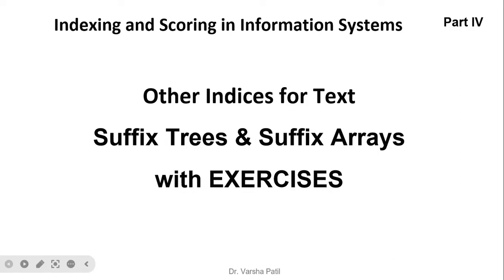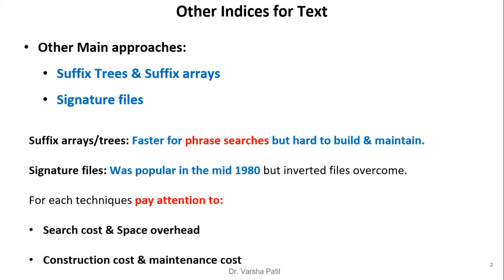Main topic of this video is indexing and scoring in information systems, and the subtopic is other indices for text. So in this video we are going to see other types of indexes which are used in information retrieval, like suffix trees and suffix arrays with exercises. Now let us start. Other indices for text.